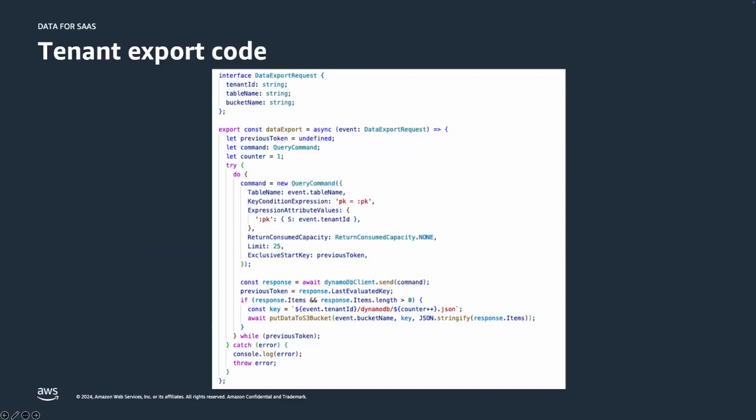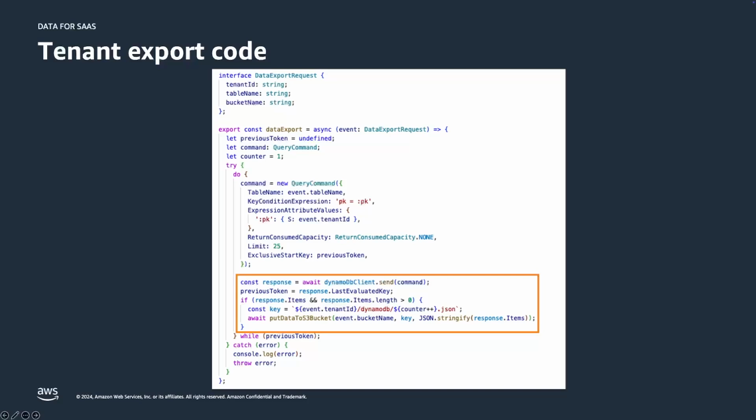And here's the code. We can see that we have standardized input of the tenant that we want to export, the table we want to export from, and the bucket that we will store the export into. And our table query looks for all the items where the partition key equals the tenant ID. We use the limit of 25 items so that we can use the batch write item command during import, and this has a limit of 25 items. And if there are items returned, then we store these inside our S3 bucket.